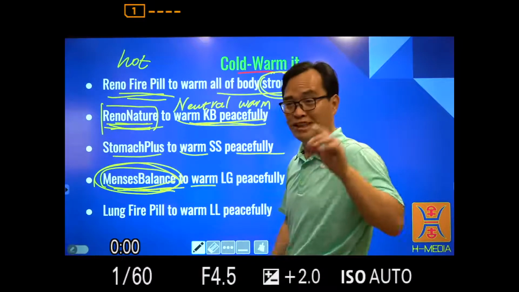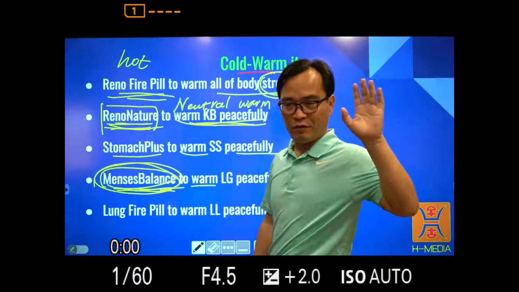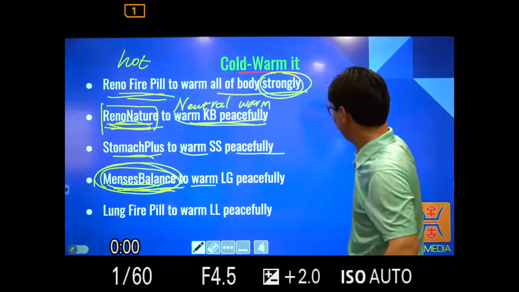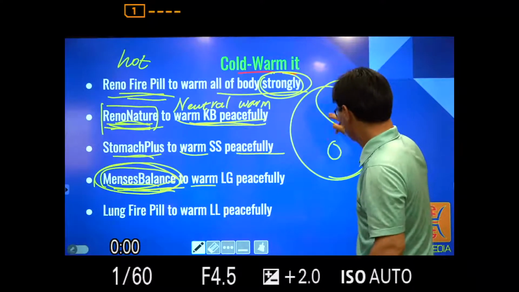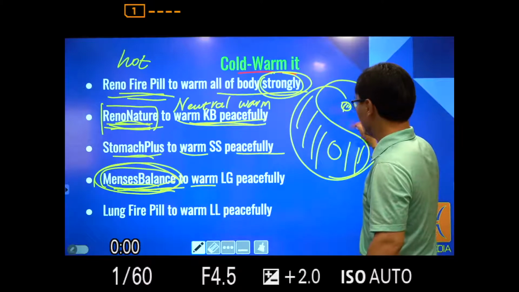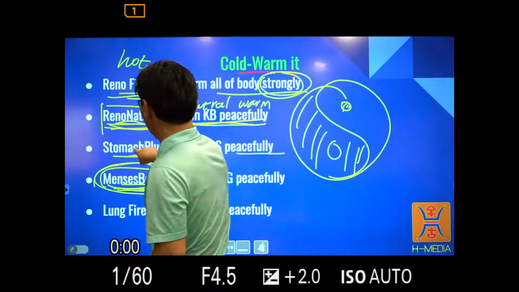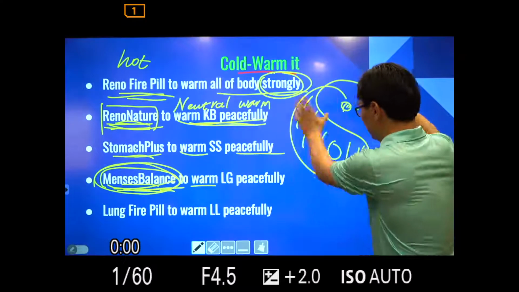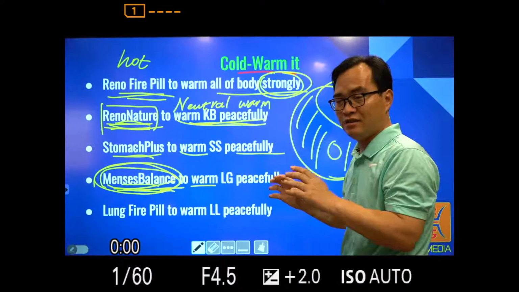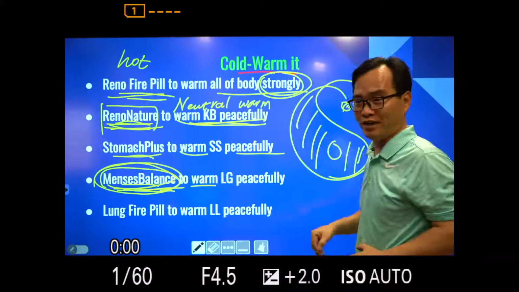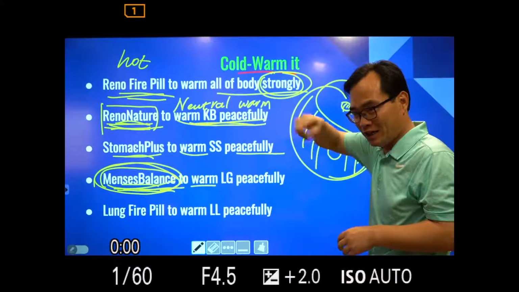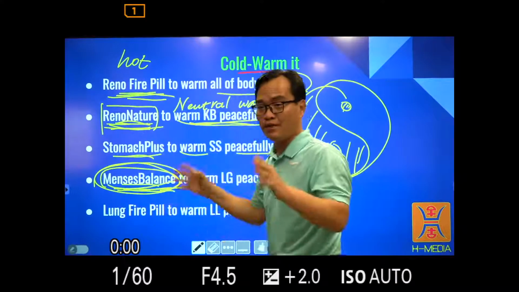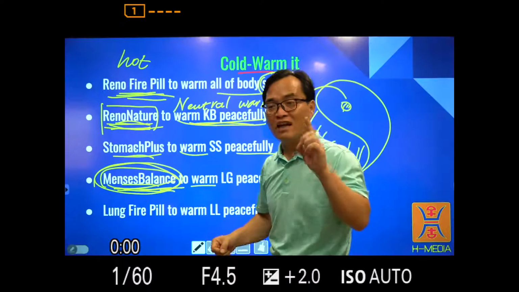It can also cool, because it gives you the fire energy and it gives you the water energy. In fact, this formula is a balance itself. So it's like a balance ball, and when you take it, it's like you are taking a balance ball into your body. When this kind of ball goes into your body, it will balance your body peacefully.